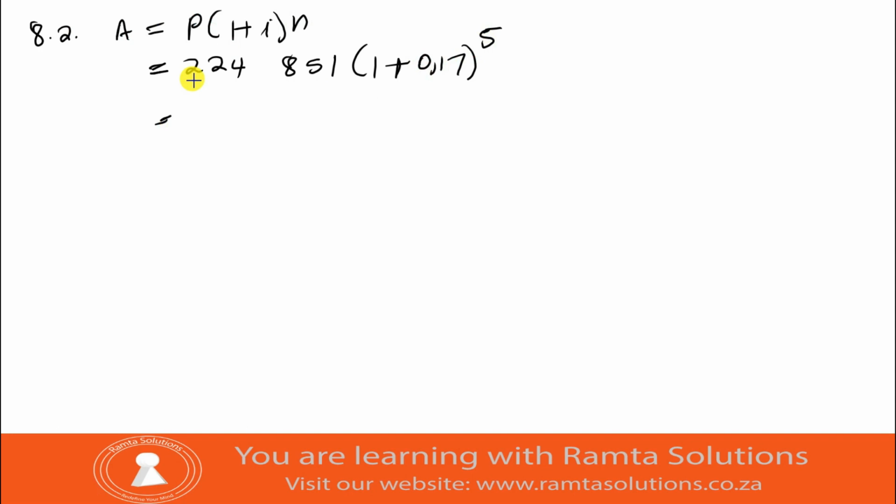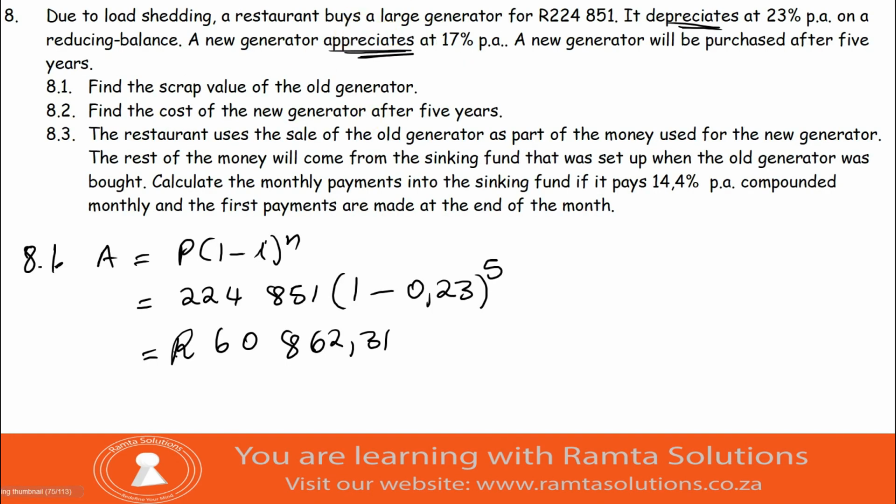224,851 times 1.17 to the 5. Now our answer is 492,974 rand and 13 cents. So this is the value of the generator after 5 years.